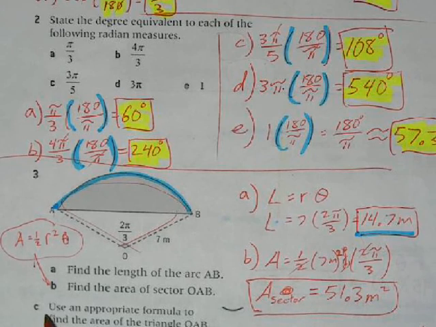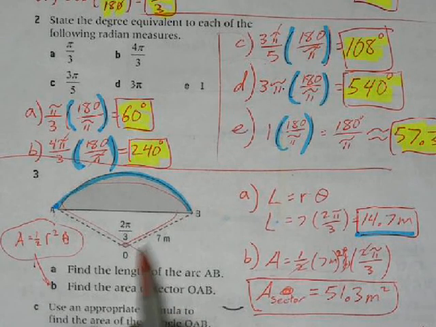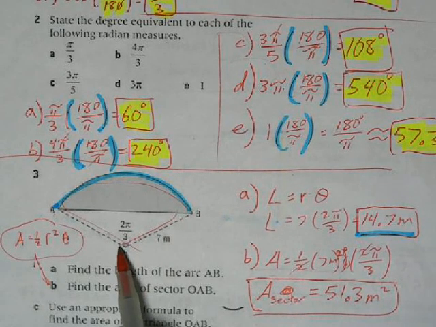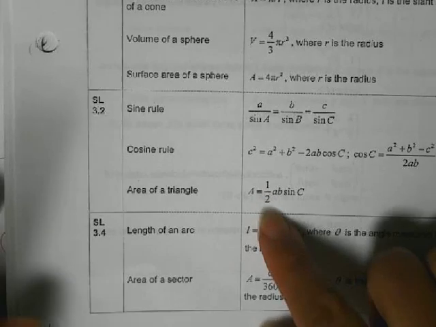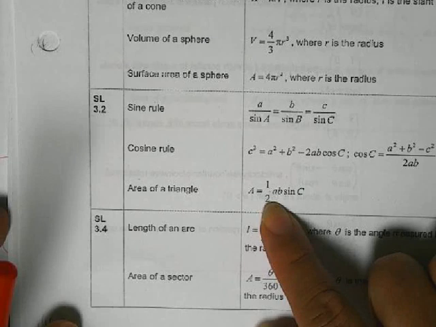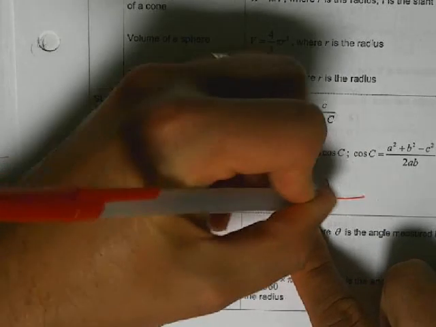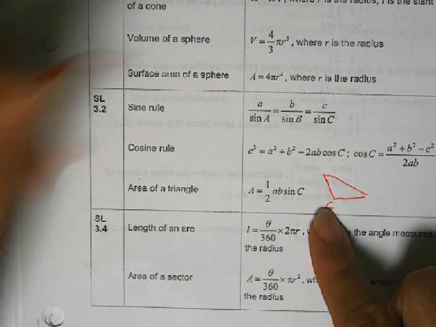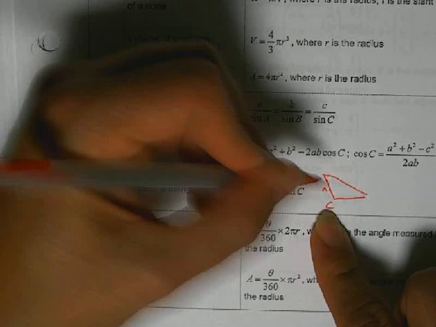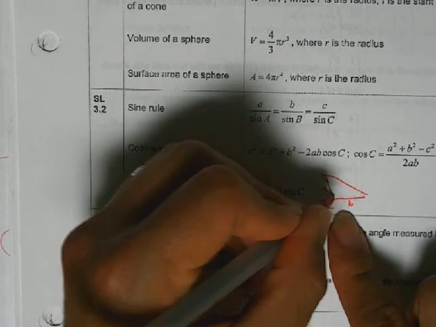And then part C, use an appropriate formula to find the area of the triangle. So here we have the area of the triangle, and from our formula sheet from before, we've got the area of the triangle equals 1/2 ab sine C. So you might recall that if we're at point C, this would be lowercase a, lowercase b, right? And this is angle C.